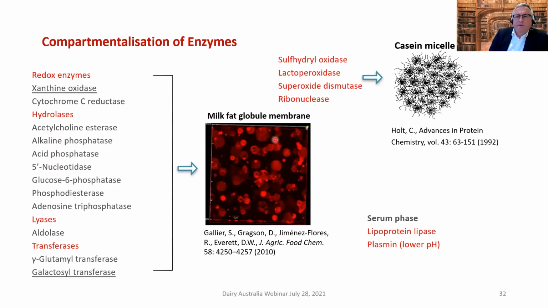So these are enzymes that are found. I want to talk about two, xanthine oxidase and, oops, I've highlighted the wrong one there. That should be gamma glutamyl transferase I'll talk about, not the galactosyl. These are all found in the milk fat globule membrane on the surface. We also have enzymes found in the casein micelle and some in the serum phase as well. So I'm going to talk about those two enzymes.